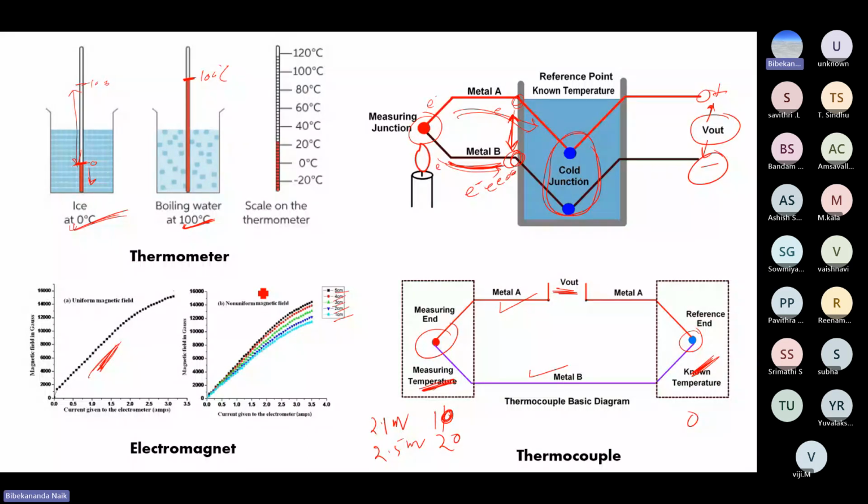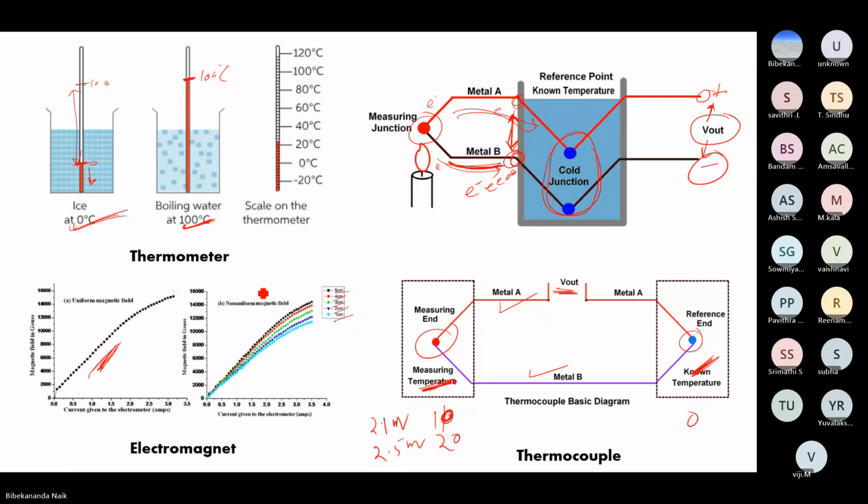So basically, calibration is used to verify that the instrument is giving the result and that the result is correct. In order to have correct measurements, we need to first calibrate the instrument, because with time the performance of the instrument also degrades.